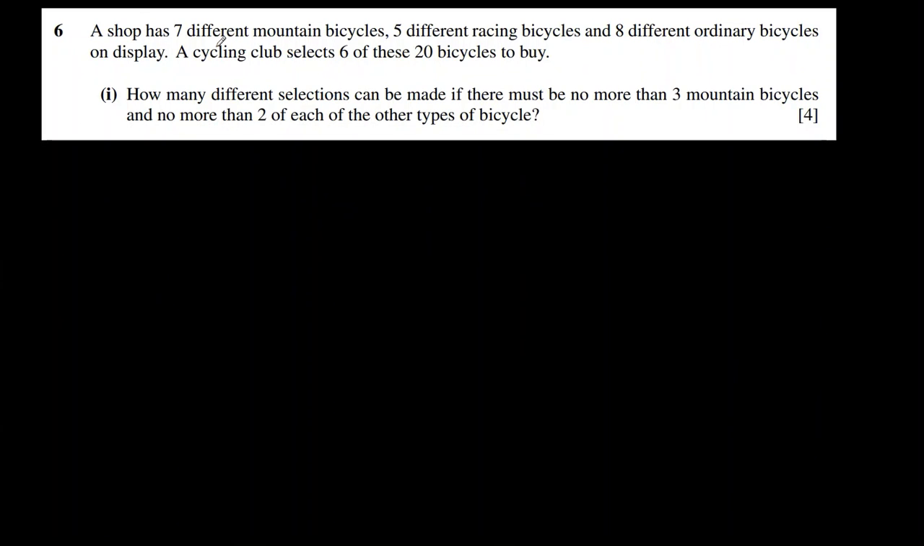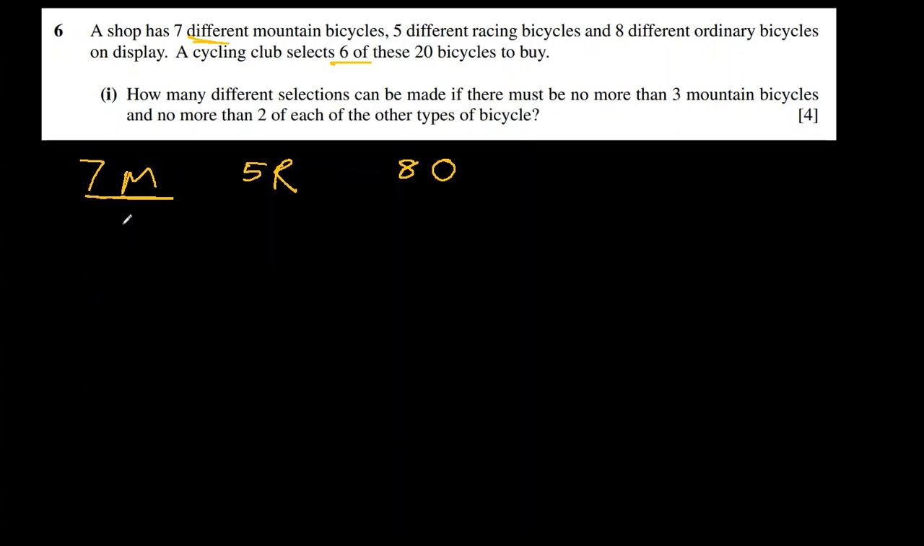Okay, different. Okay, they're not the same. 7 different. Let's write 7M. M is mountain bicycles. Okay, 5 different racing bicycles and 8 different ordinary bicycles. Okay, a cycling club selects 6 of these 20 bicycles to buy. All right, how many different selections can you make if there must be no more than 3 mountain bicycles, and no more than 2 of each of the other 2 types?